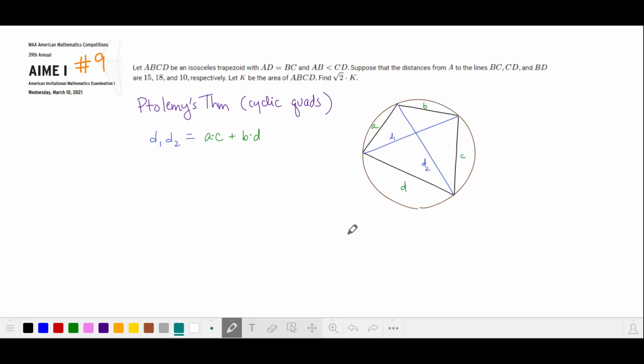We're going to solve this problem using Ptolemy's theorem, which applies to cyclic quadrilaterals. If you have a cyclic quadrilateral, then the product of the diagonals is equal to the sum of the products of the opposite sides. In this case, d1 times d2 is equal to the sum of AC and BD. Let's do a brief proof before we solve the problem.